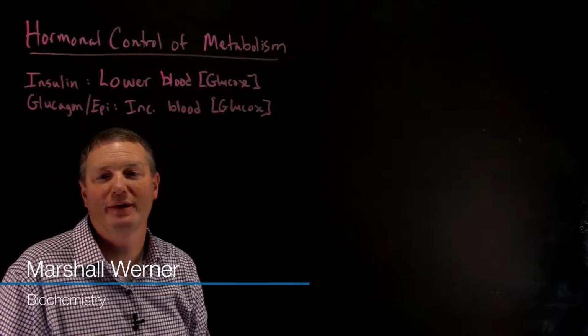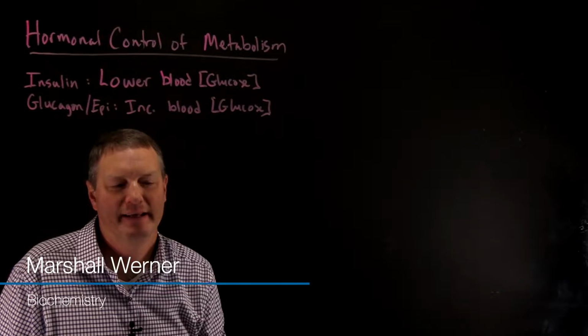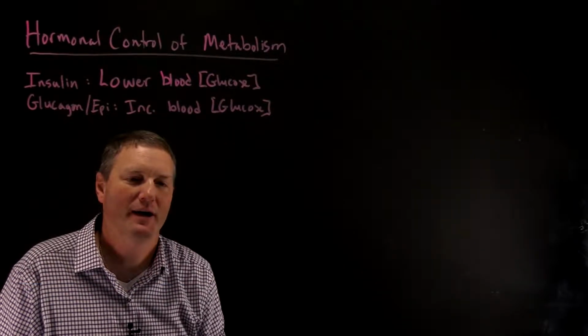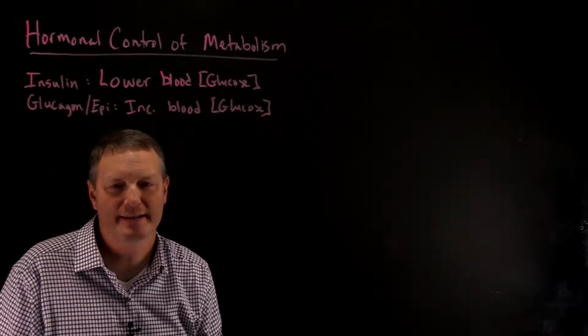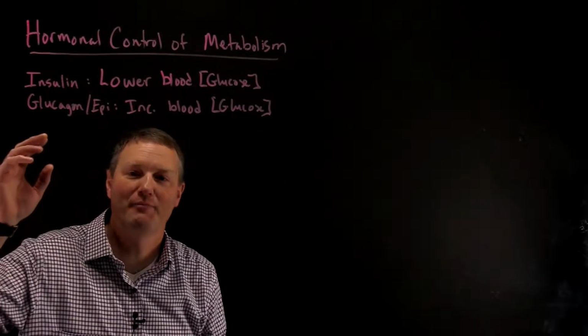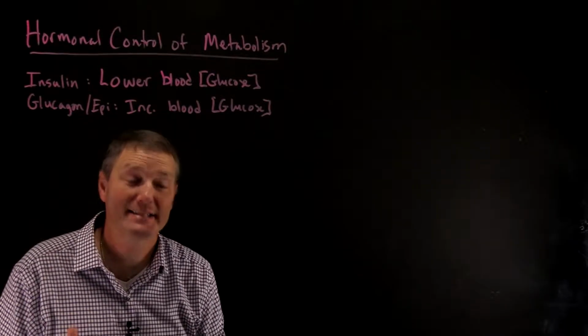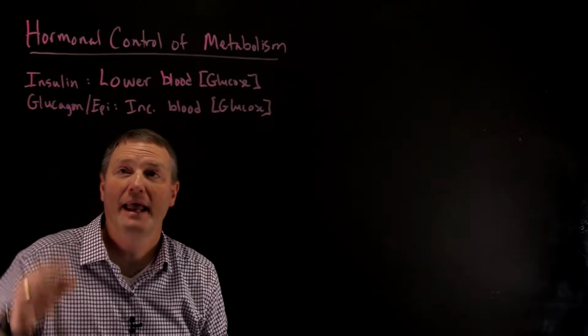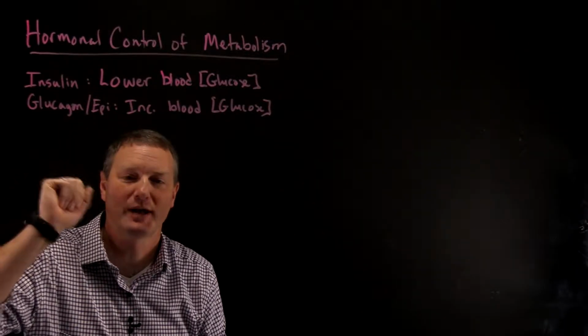In today's video, we're going to talk about hormonal control of metabolic pathways. The main pathways we've covered so far include glycolysis, gluconeogenesis, and glycogen synthesis. As we've discussed a little bit in class, the main hormones that control metabolism are going to be insulin and glucagon, and also will include epinephrine because many of its effects are very similar to glucagon.